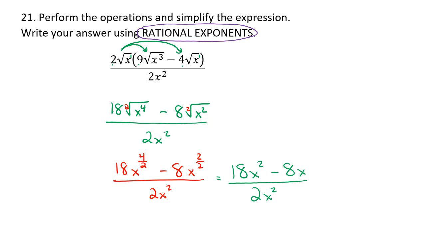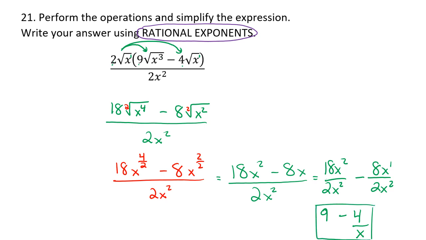Okay, so from here, the next thing I can do in my process of simplifying is rewrite these as 2 separate fractions. All right, so 18 divided by 2 is 9. Once again, when you're dividing, 2 minus 2 is 0, so there's no more x's. 8 divided by 2 is 4. And 1 minus 2 is negative 1. So to make it positive, I would need to keep it on the bottom. And now it's in simplified form.